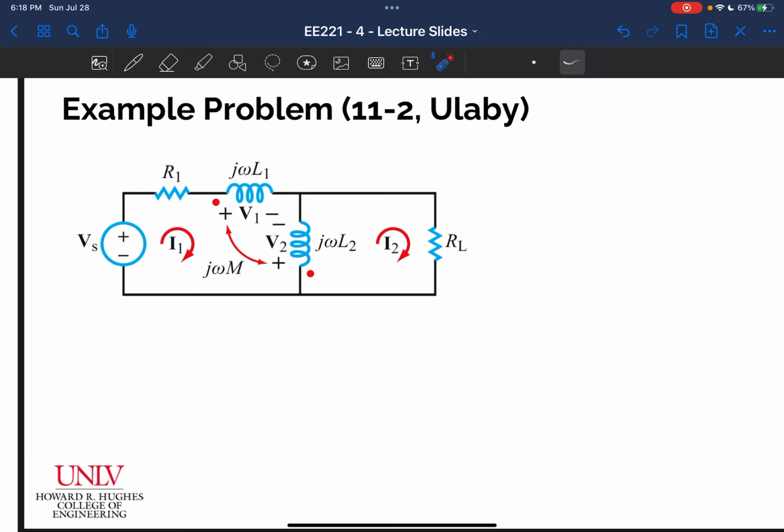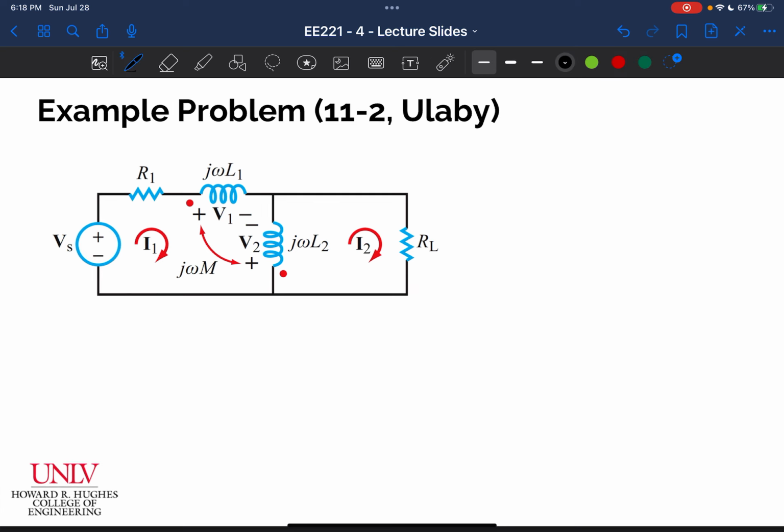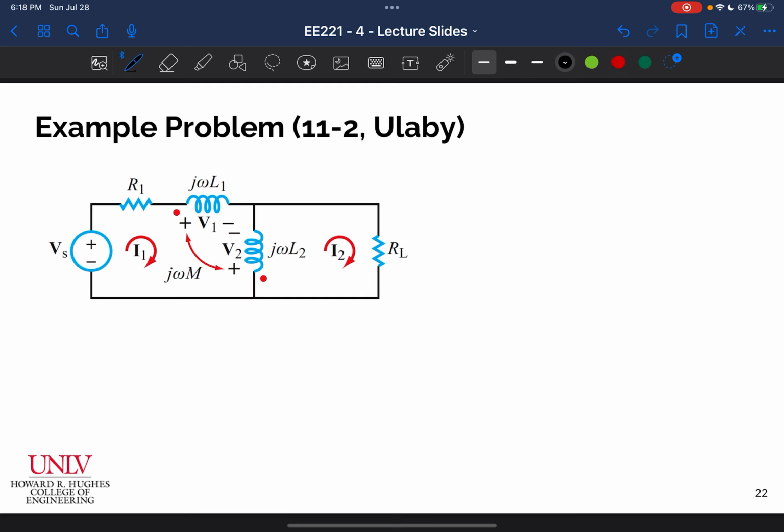So nothing really changes, but it definitely looks a little different than what we've seen in the last two examples. Let's go ahead and work this one out. It's going to take a little longer, maybe 3 or 4 videos, but I want to make sure we thoroughly cover how to take care of the dot convention and the mutual inductance. There's also something called magnetizing inductance. Mutual inductance and magnetizing inductance are not the same thing, but both are relevant to this topic.